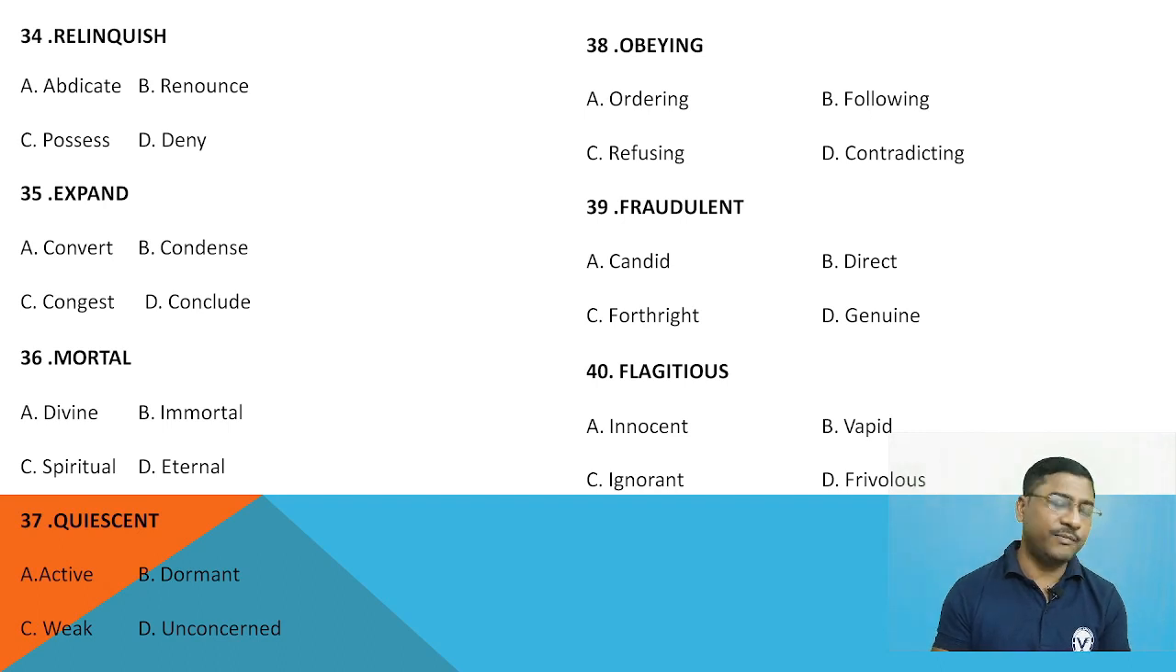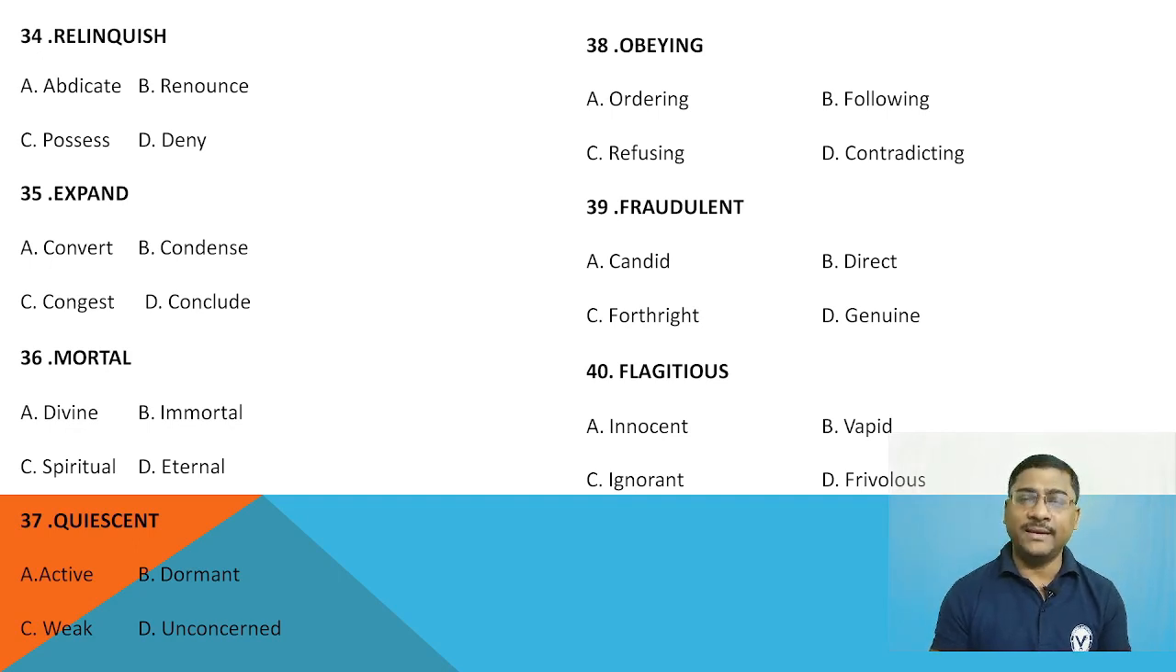Then quiescent. Quiescent means which is not active or not activated. And the opposite is active, right? Dormant means which is in an inactivated state. That is, it is a synonym of quiescent, not in an activated state. Weak, unconcerned, we know the meaning of that.